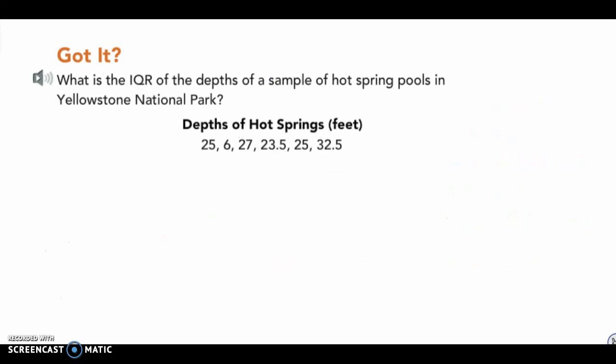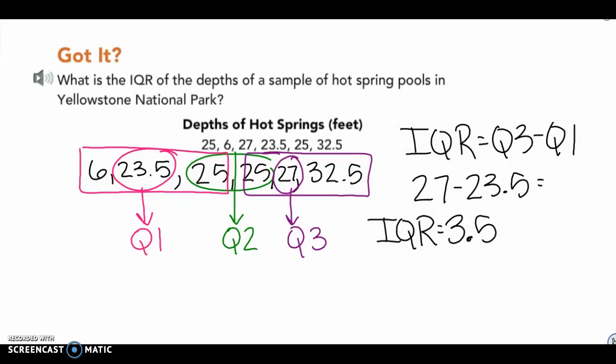All right, go ahead and try to find the interquartile range of the depths of a sample of hot spring pools in Yellowstone National Park using the information provided. All right, the first thing we needed to do was order our data from least to greatest. You see we have two middle numbers, but they're both 25, so 25 is our Q2.